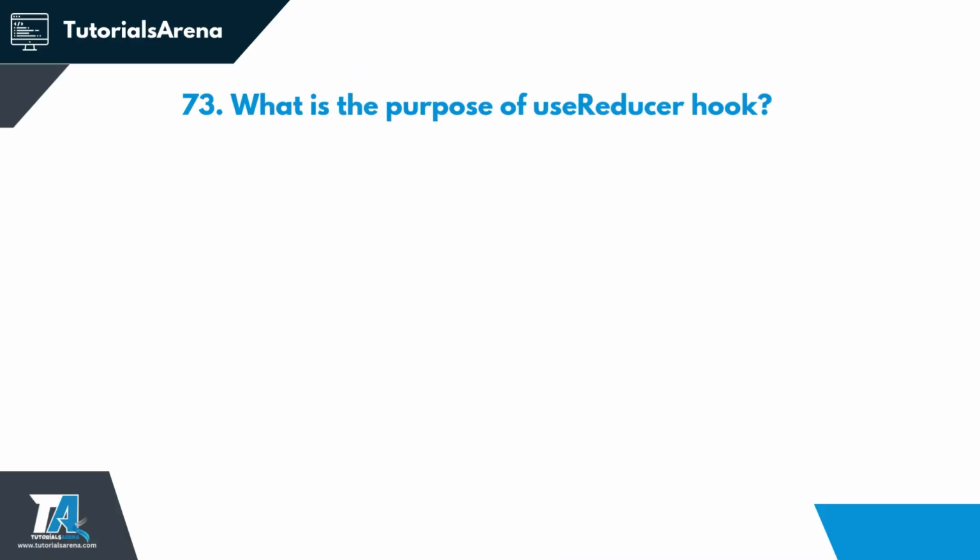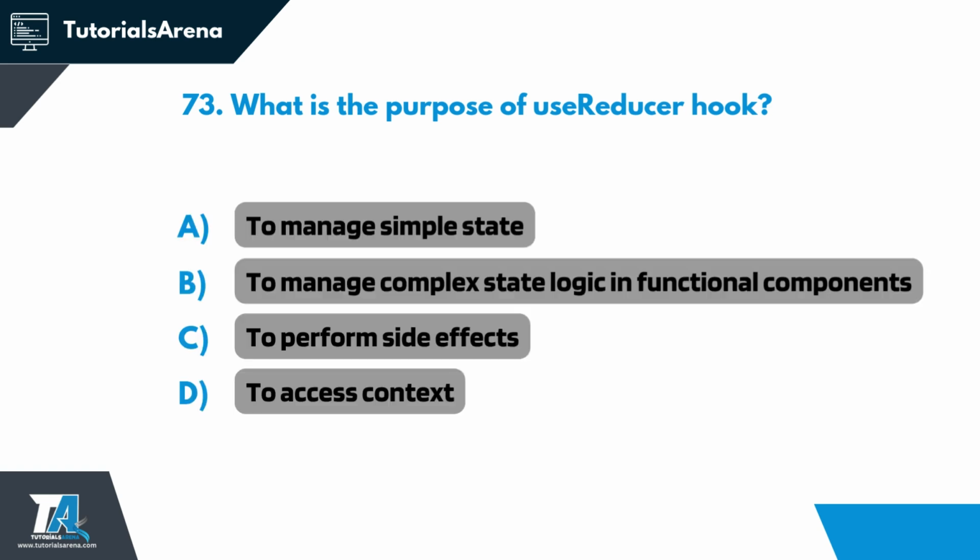Question 73. What is the purpose of useReducer hook? The options are Option A. To manage simple state. Option B. To manage complex state logic in functional components. Option C. To perform side effects. Option D. To access context. The correct answer is Option B. To manage complex state logic in functional components. Moving on to the next question.